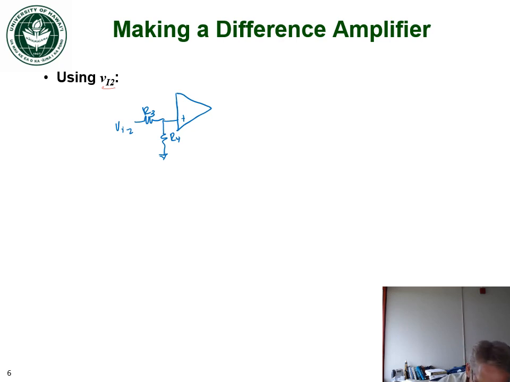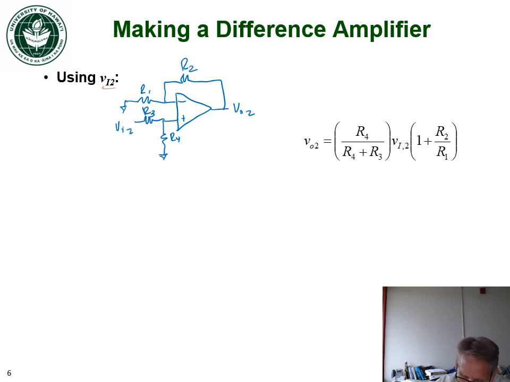VI2. Now the negative input with R1, this is grounded, right? VI1 goes to 0. And we have R2 and V out 2. So in this case, we can write that V out 2 is equal to R4 over R4 plus R3 times VI2 times 1 plus R2 over R1.